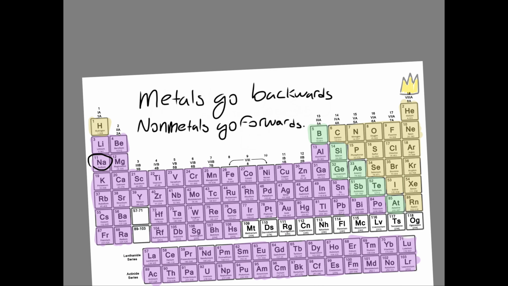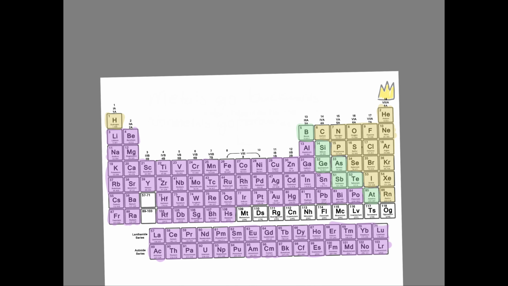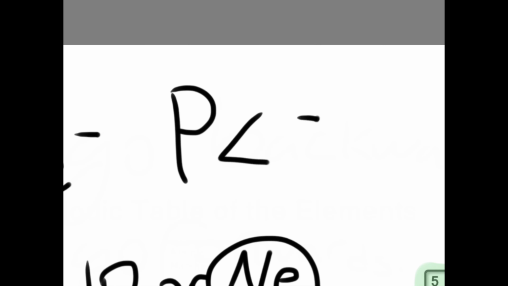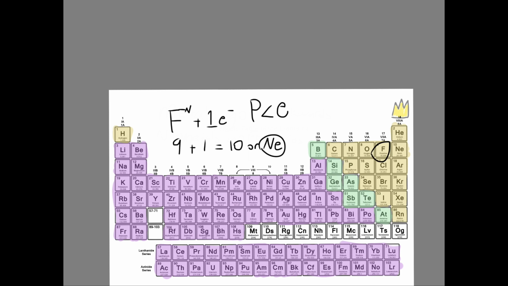A general rule of thumb to go by is that metals are always going to move backwards to look like a noble gas, while nonmetals are always going to move forwards. This is an example of a nonmetal moving forwards to look like a noble gas. So fluorine by itself is a neutral atom, and it wants to gain a negative particle, an electron, to look like neon. So the number of electrons is greater than the number of protons, meaning that it is a negatively charged ion now.